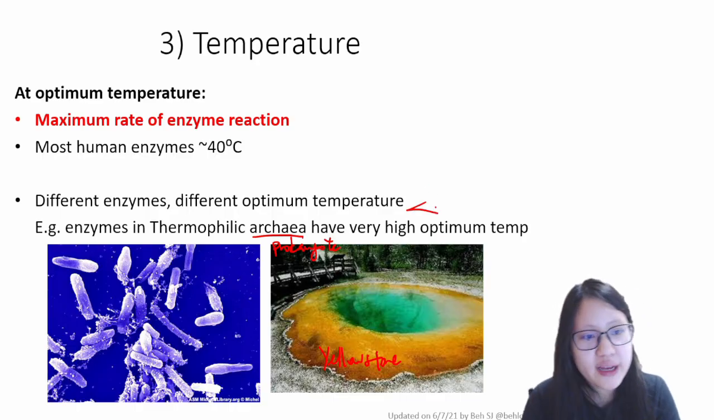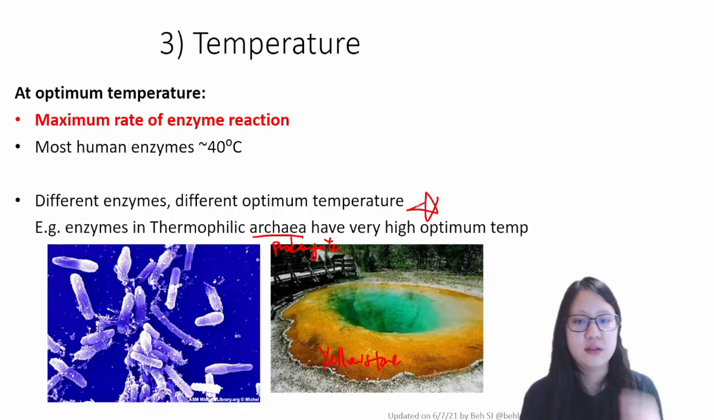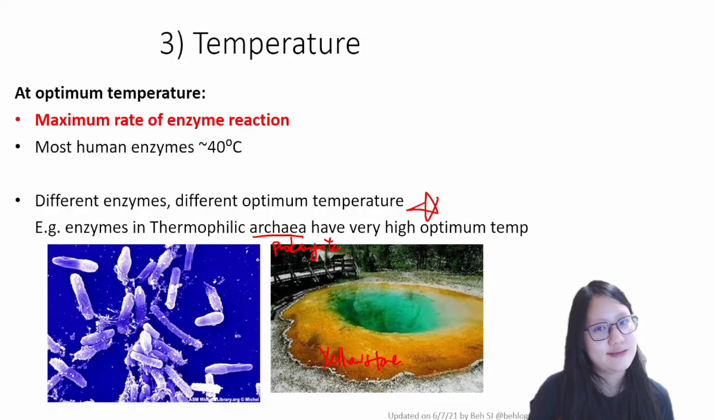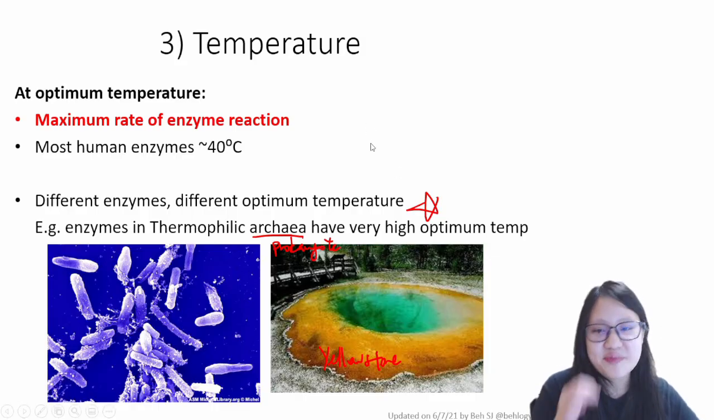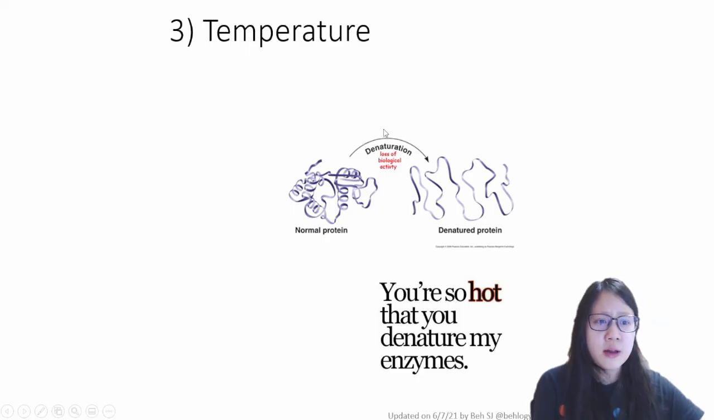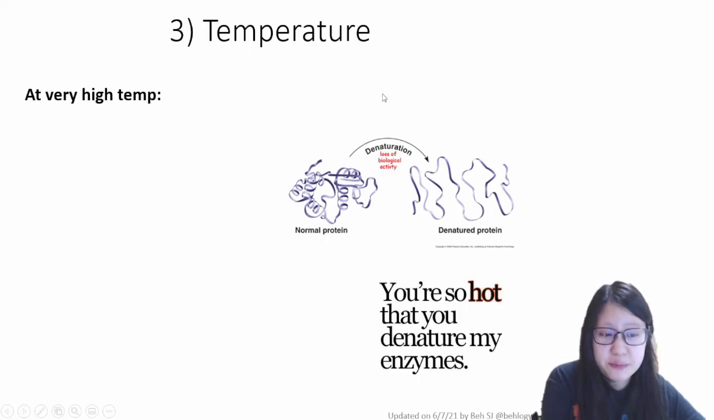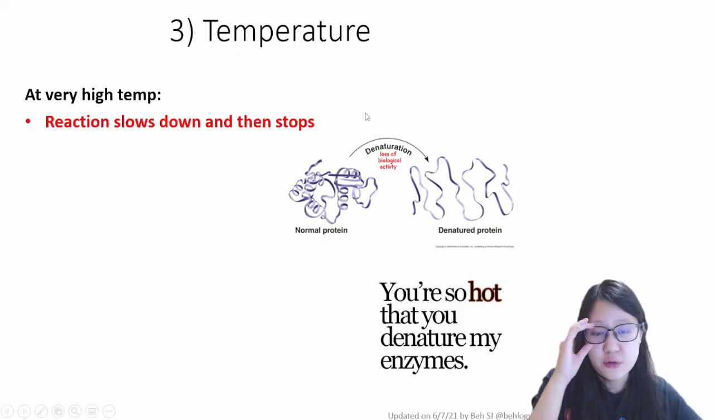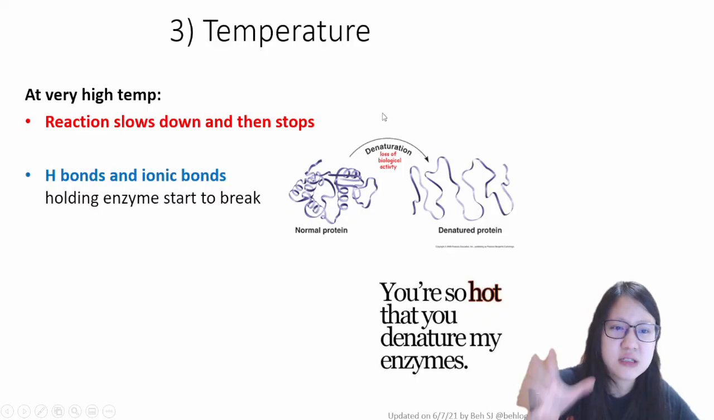The point is, different enzymes, different organisms, different optimum temperature. Not all enzymes are equal. Okay, so that's optimum temperature. What happens at very, very high temperature? Now, if you're thinking denaturation, you got it. So reaction actually slows down and then stops.